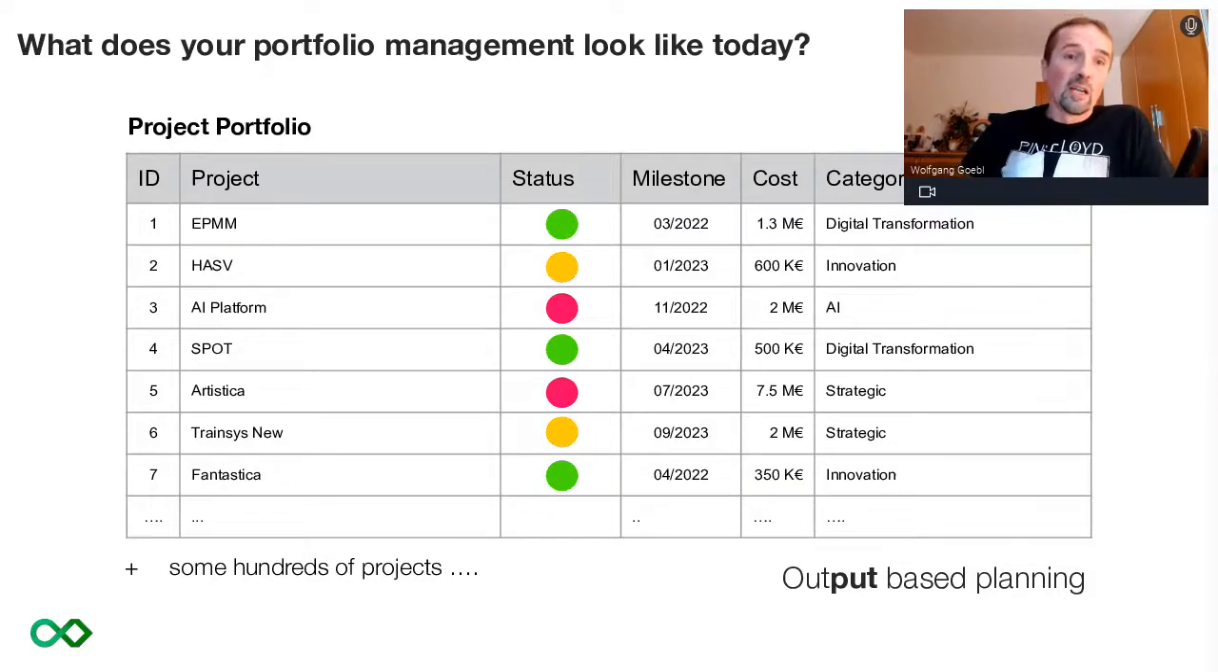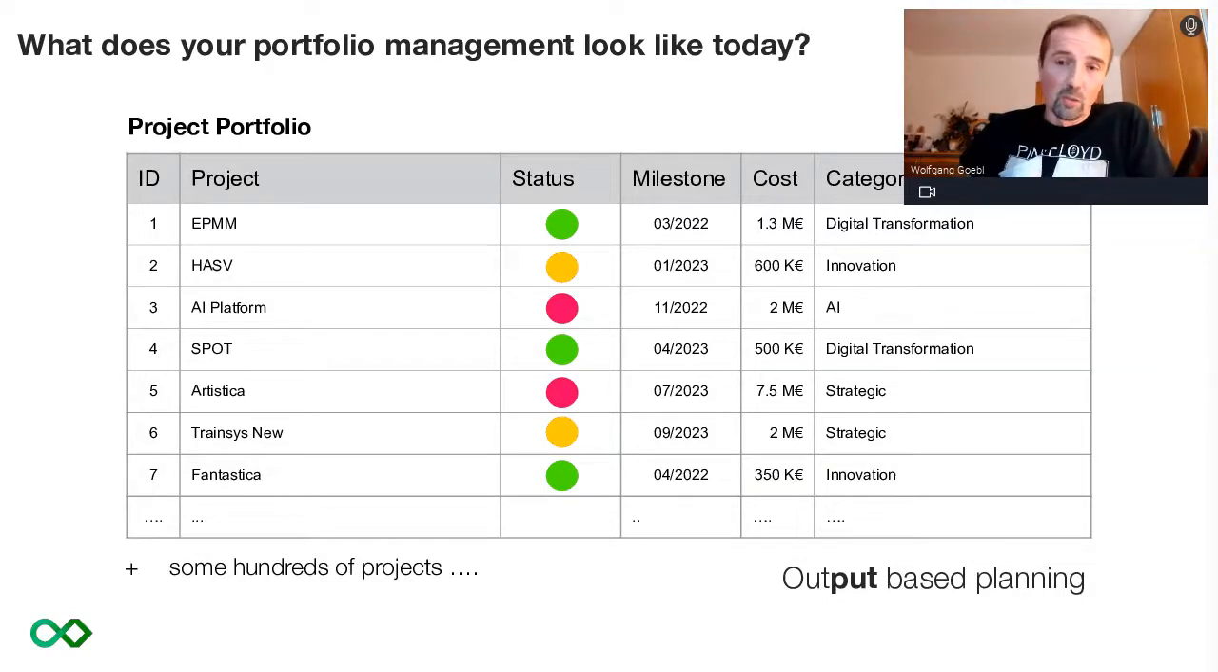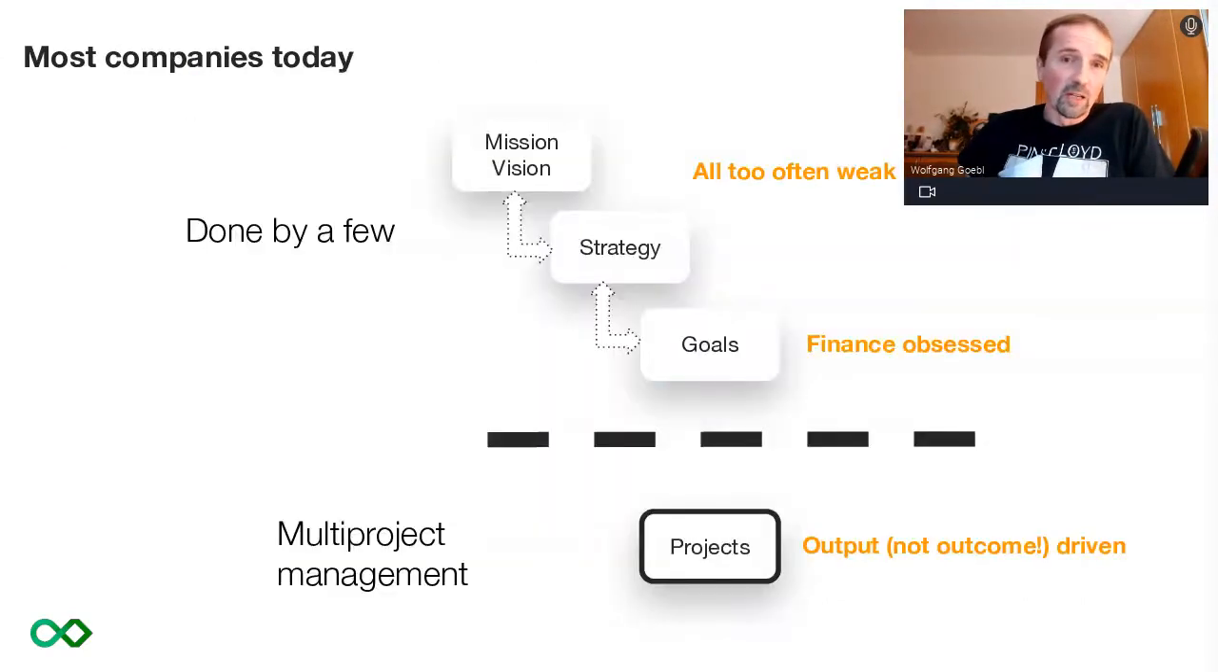And of course, each project has red, yellow, green, a milestone, a certain cost. Everybody does this. Project management is still very much about time and money and output. And the connection to the goals and to the purpose, and why we need this output, is usually quite weak. We want to change this with our work at Intersection Group.